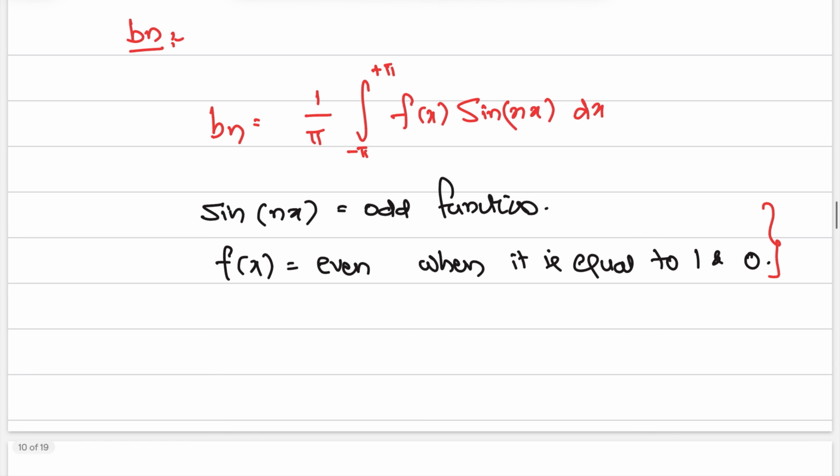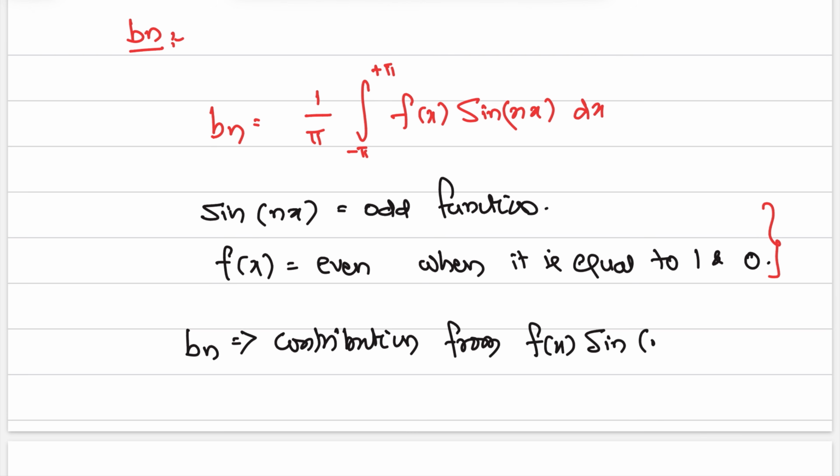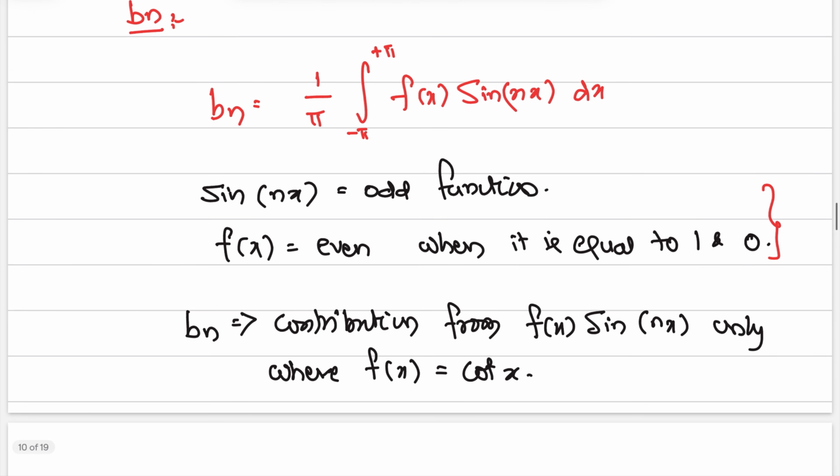Then ultimately Bn is going to be contributed by cot x, the contribution from function x sin nx only where function x is equal to cot x. In that interval only, Bn will have a contribution.